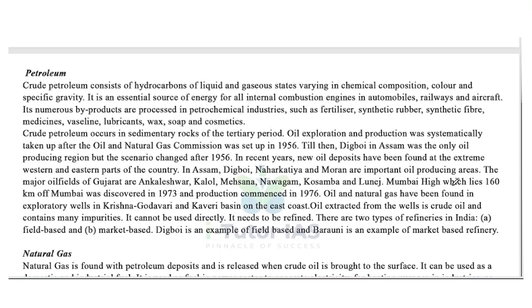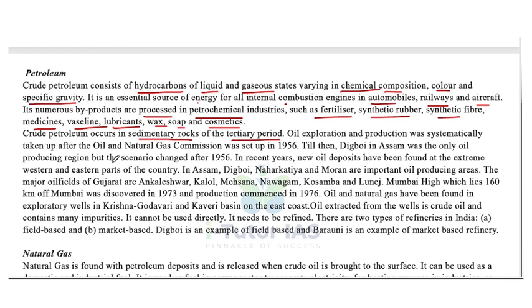Next one is petroleum. Crude petroleum consists of hydrocarbons of liquid and gaseous states varying in chemical composition, color, and specific gravity. It is an essential source of energy for all internal combustion engines in automobiles, railways, and aircraft. Its numerous byproducts are processed in petrochemical industries such as fertilizers, synthetic rubber, synthetic fiber, medicines, Vaseline, lubricants, wax, soaps, and cosmetics. Crude petroleum occurs in sedimentary rocks of the tertiary period.